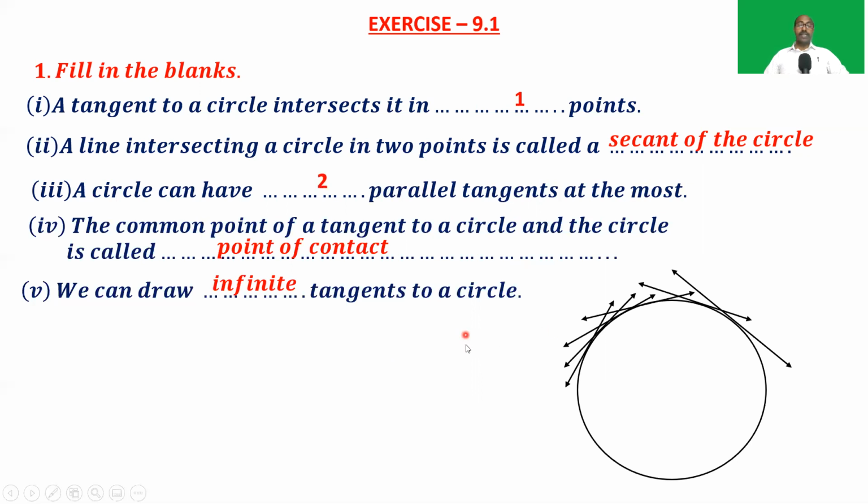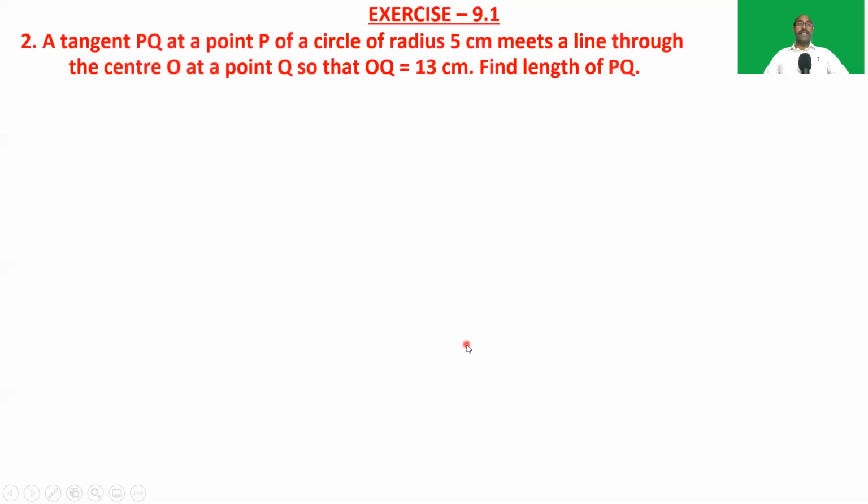So let us see the second one. A tangent PQ at a point P of a circle of radius 5 cm meets a line through the center O at a point Q, so that OQ is equal to 13 centimeters. Find length of PQ. That's the question.